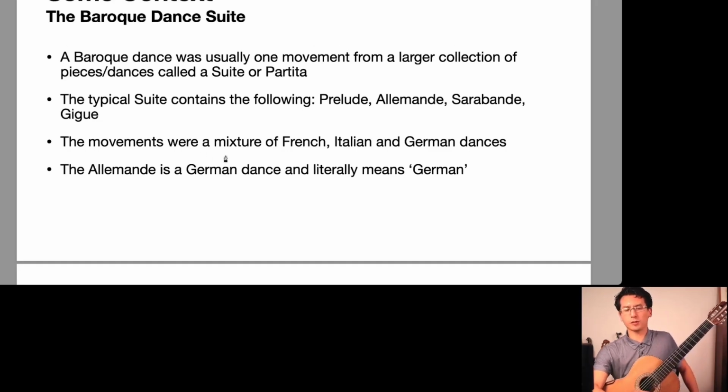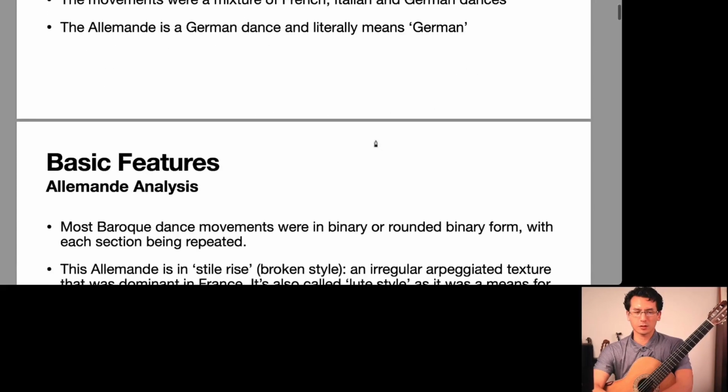The dance movements were usually a mixture of French, Italian, and German dances. I will say that Bach, if you study his style and what a lot of music historians say about him, he basically combined a lot of the different features of French, Italian, and German music, which is one of the things that I think makes his music stand out. And the Allemande simply means the word German. That's just what it means, German. So it's a German dance. All right, so that's a very, very quick overview.